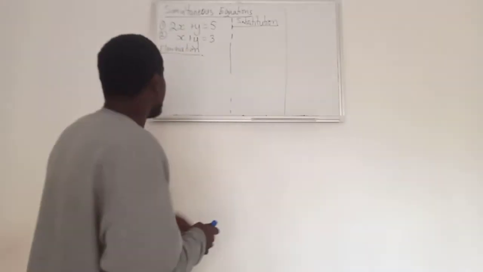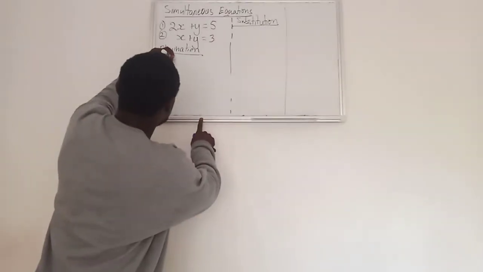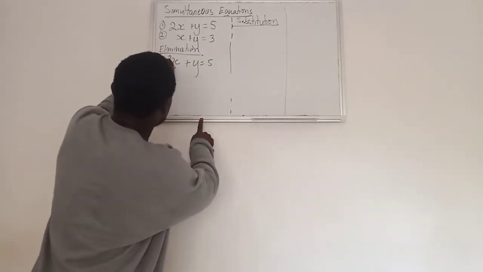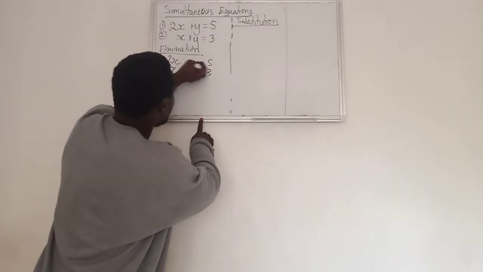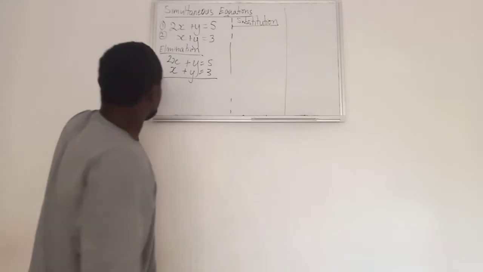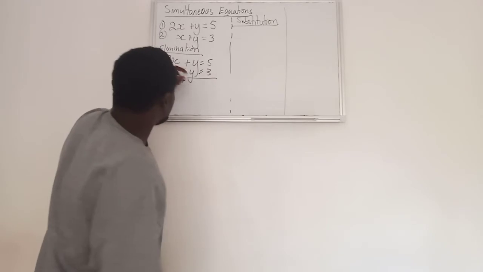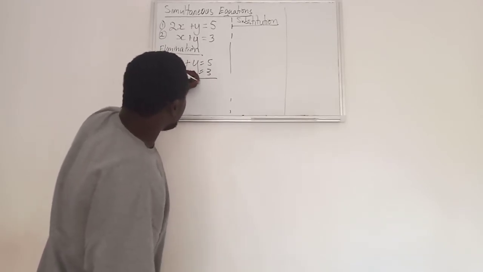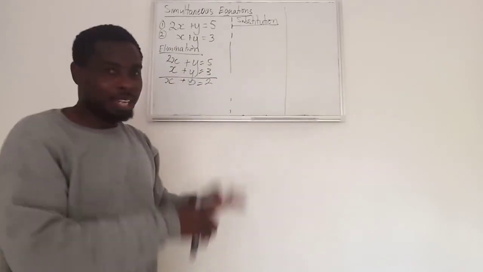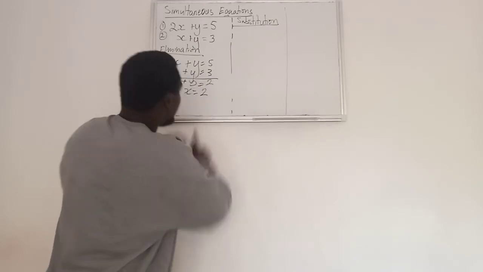Now, there are two ways to do it. Either we can set it out like a normal subtraction, so we could just write 2x plus y equals 5, and then we write x plus y equals 3, and then we just simply draw the line, and then we subtract from each other. 2x minus x equals x, plus y minus y is equal to 0, so we have our 0 there, equals 5 minus 3 equals 2. And that will be done. And here we would find that x equals 2.